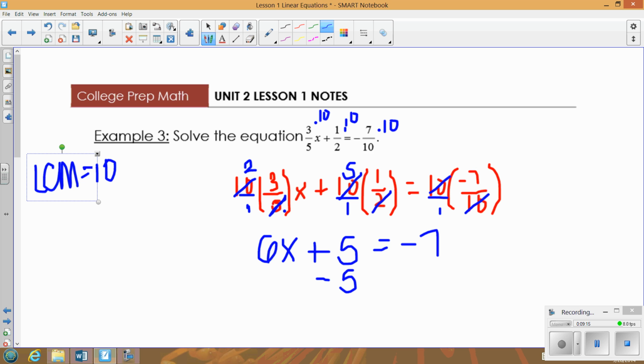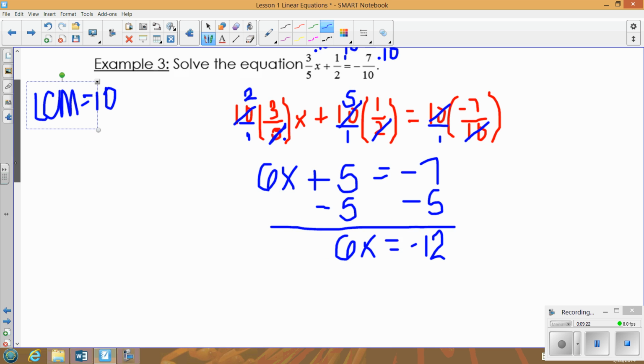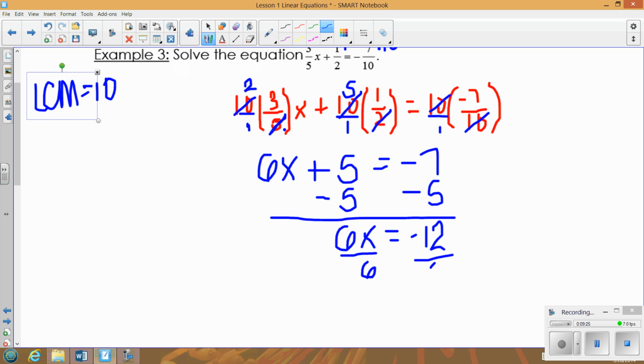So we're going to subtract 5 from both sides. So we have 6x equals negative 12. Divide both sides by 6. And we get x equals negative 2.